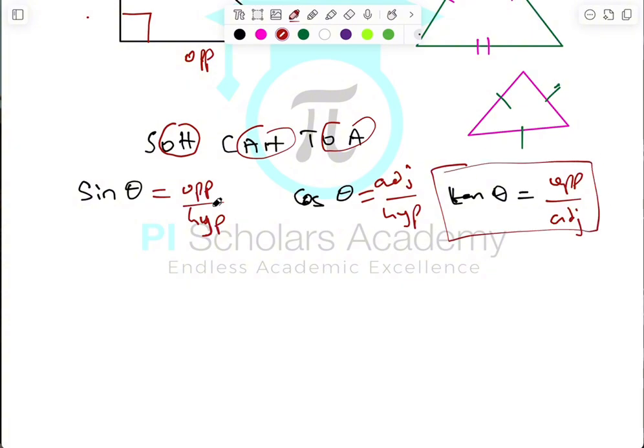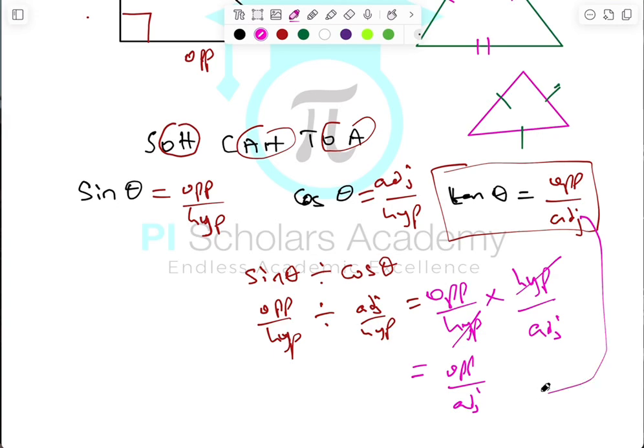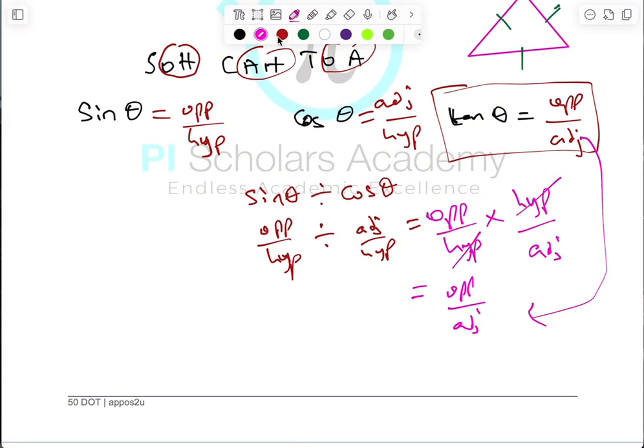Now, one thing I want us to take note of here is that tan theta can also be written in terms of sine theta and cos theta. Because if I say sine theta divided by cosine theta, that will be the same thing as opposite divided by hypotenuse, divided by adjacent divided by hypotenuse. If I switch this, it will be opposite divided by hypotenuse multiplied by hypotenuse over adjacent. So the hypotenuse cancels out and you still have opposite divided by adjacent. So what does that imply? Since this is the same thing as your TOA, which is tan theta, that implies that we can always express tan theta as the ratio of sine theta over cos theta.